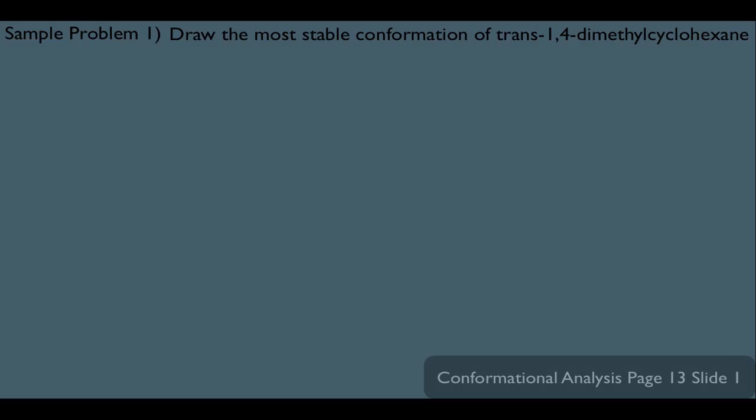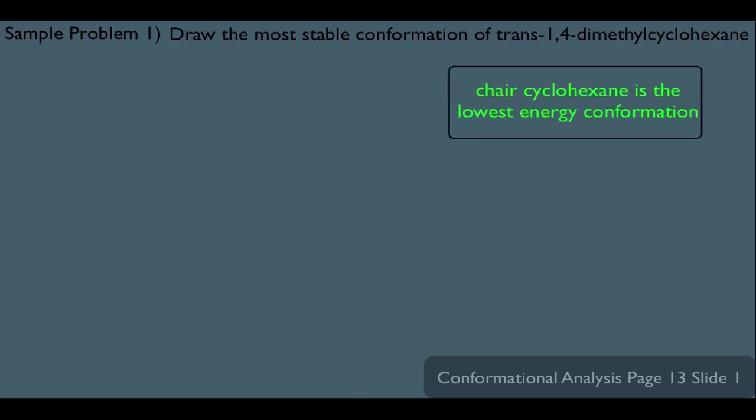This one says, draw the most stable conformation of trans 1,4-dimethyl cyclohexane. Now let's piece together all the principles that we've learned so far about this type of conformational analysis. We'll start with one that we learned in a previous online lecture, and that is, remember, chair cyclohexane is the lowest energy conformation. So that's the structure that we would want to start with, meaning we wouldn't draw up boat or half chair cyclohexane. So that takes care of step one.